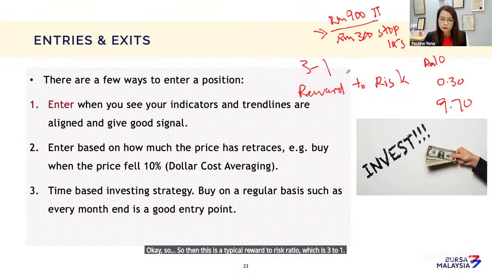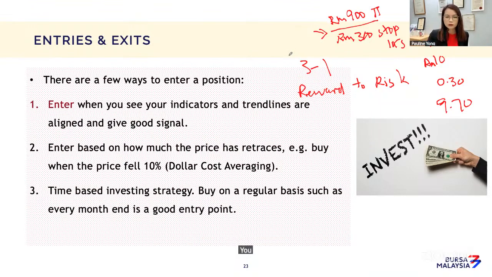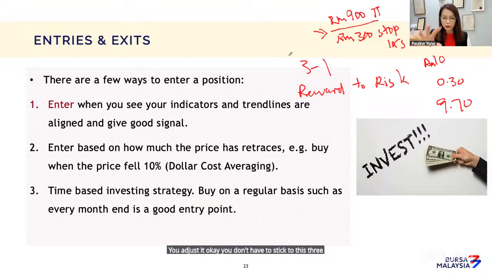When you are doing real trading, you may want to change this a little bit. Sometimes it's about 2.5, sometimes it's about 2. It's up to you. You adjust it. You don't have to stick to this 3-to-1, according to what you see in the chart.